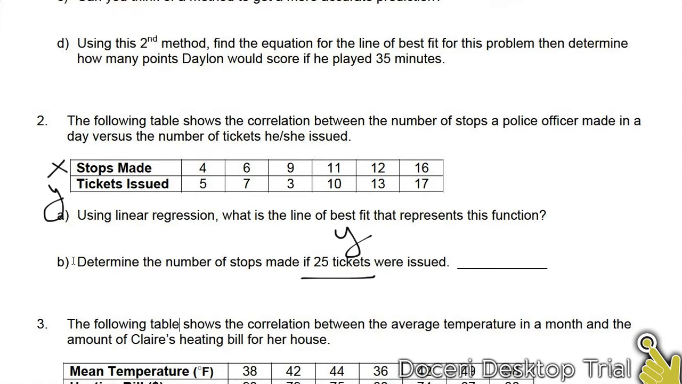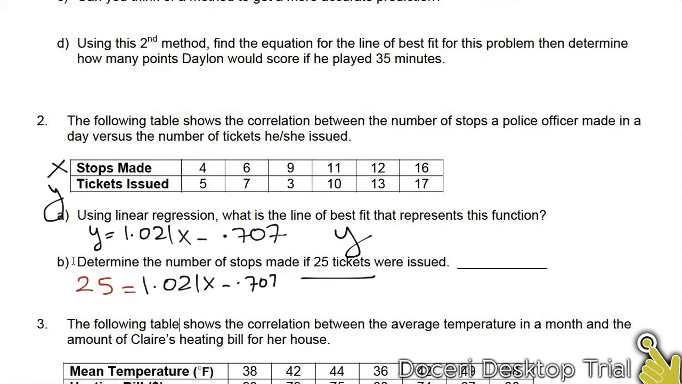So let's write down the equation over here. The equation was y equals 1.021x minus 0.707. Now, since they gave me the tickets, I can plug that in for y. So 25 equals 1.021x minus 0.707. Now to calculate x, I have to add 0.707 to both sides.